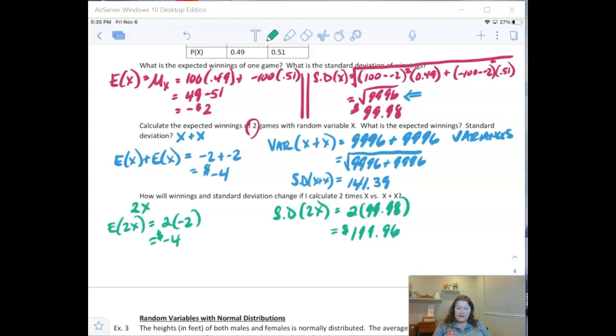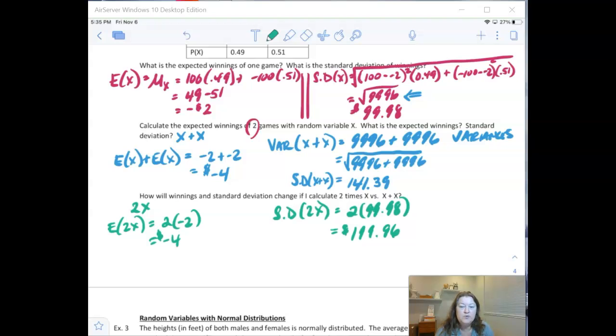So that is going to turn into $199.96. Are they the same? Well, the average is the same. Either way, whether I play the game twice or whether I just double the chart of winnings and losses, I'm going to have -4 by the time I've played the game twice or whether I double the first game. But my standard deviation is going to be significantly different.